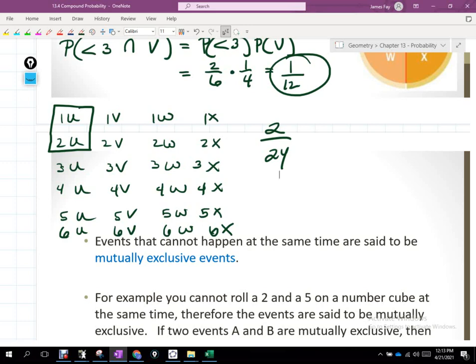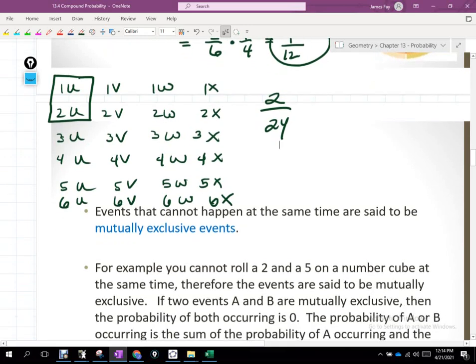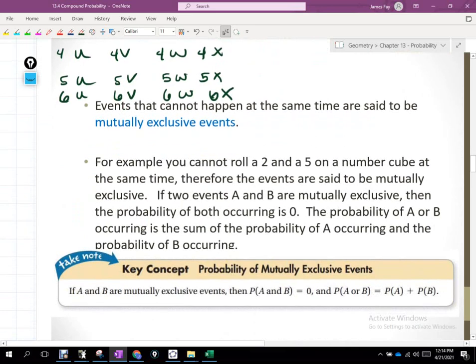Is it okay? Okay. The events that cannot happen at the same time are said to be mutually exclusive events. Another word that you might see, since the end of course exam does this type of stuff with vocabulary, is that they might refer to these as disjoint events.